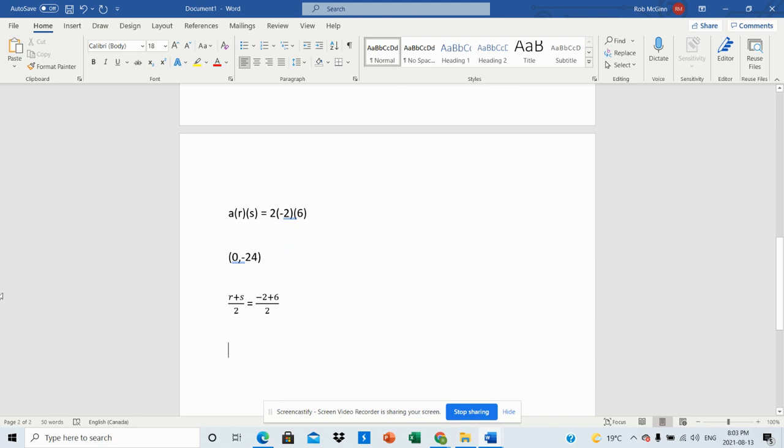So if I want to just consolidate that, minus 2 plus 6 is going to be 4 over 2. 4 divided by 2 is going to be 2. So our x coordinate point for the vertex is 2. Now we're just going to sub that into our original equation.